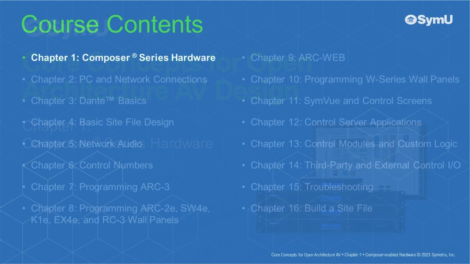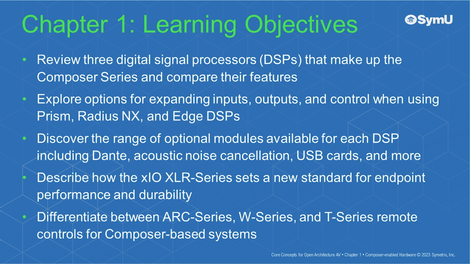To start, we will review the hardware options available in the Composer series from Symetrix. The learning objectives for this chapter are: review 3 digital signal processors, DSPs, that make up the Composer series and compare their features. Explore options for expanding inputs, outputs, and control when using Prism, Radius NX, and Edge DSPs. Discover the range of optional modules available for each DSP, including Dante, acoustic noise cancellation, USB cards, and more.